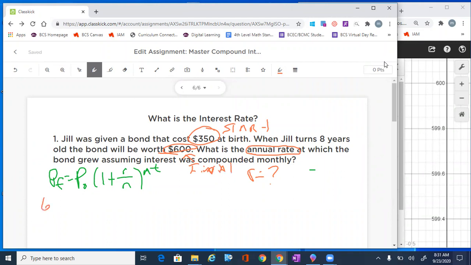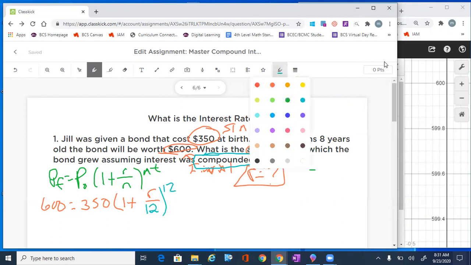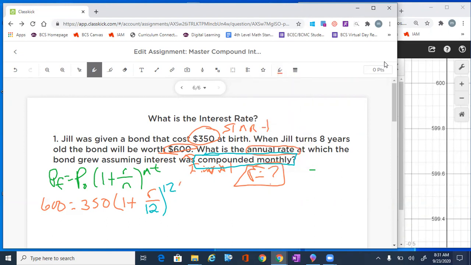So we've got $600 equals $350. And then I'll just start adding the other stuff. 1 plus, we know that we're looking for the rate, so we put R over N. Remember, N is the number of compoundings. And we are given the fact that it is compounded monthly. So I'm going to put 12 here, and then 12, and then T. I put that in a different color because I like to highlight that. The T in this case, or time in years, is 8 years. So let's go ahead and write times 8.